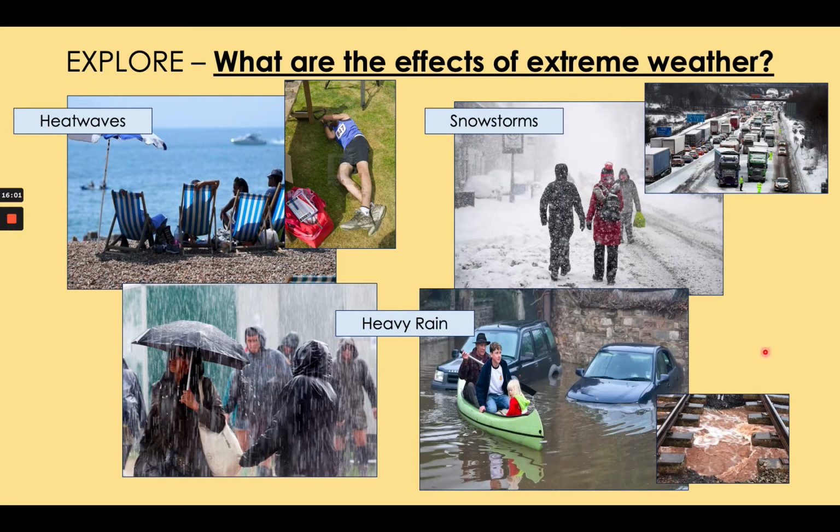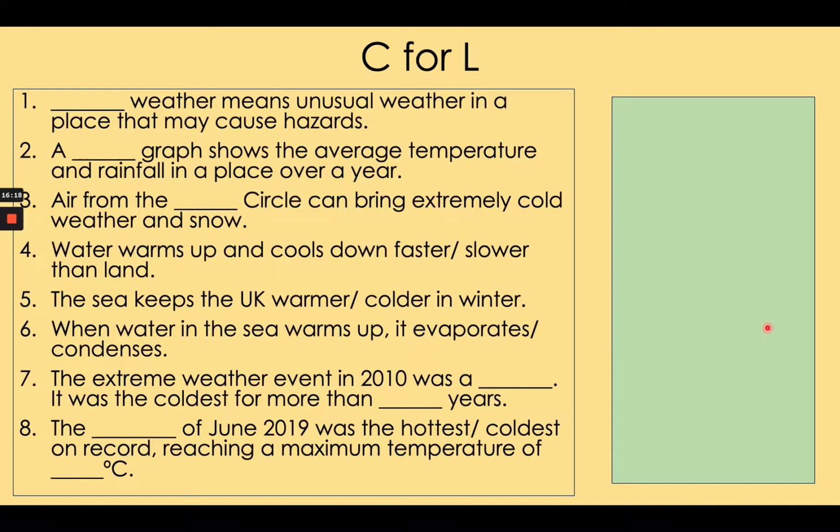Not only that, heavy flooding can cause this to happen. This railroad has had its whole foundation washed away by a flood, again leading to a loss of revenue. So these are just some of the effects of extreme weather in the UK. If you watch the videos after this lesson, you will understand more of them.